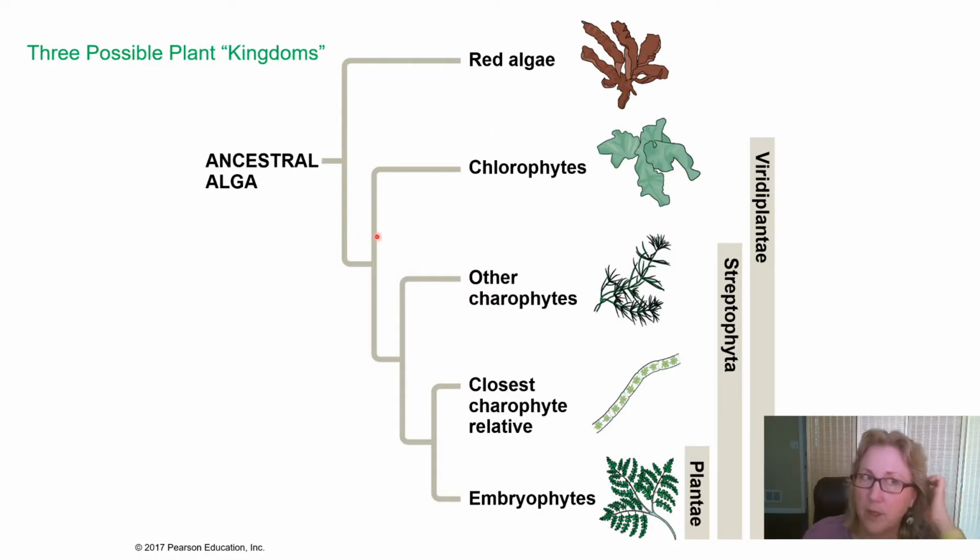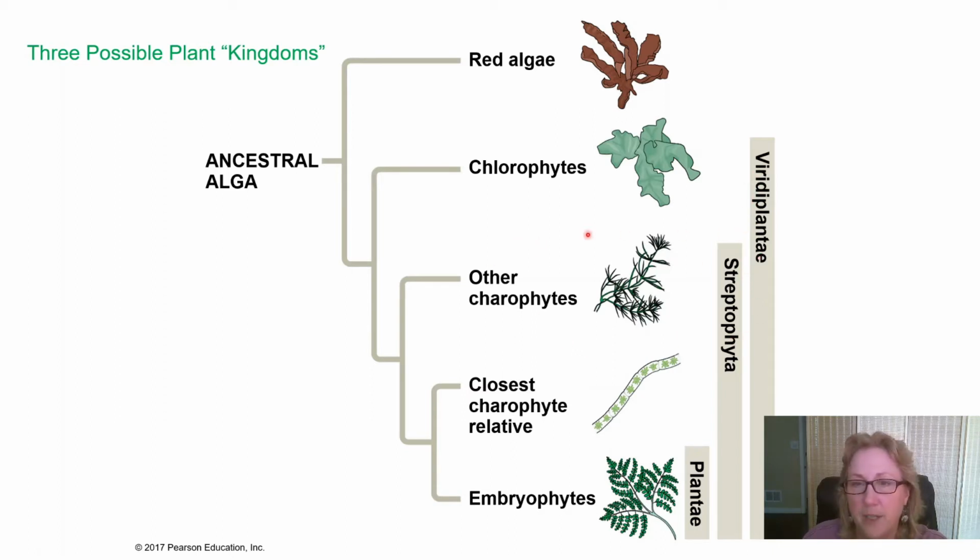So let's look at where we draw the line. There's three possible places that have been proposed to draw the line for the plant kingdom. So here's our Archiplastida, this whole group here. And some have proposed that we include everything with green chloroplasts, so the green algae, all the charophytes, and plants, and we call that kingdom the Verdiplantae, or the green plants.